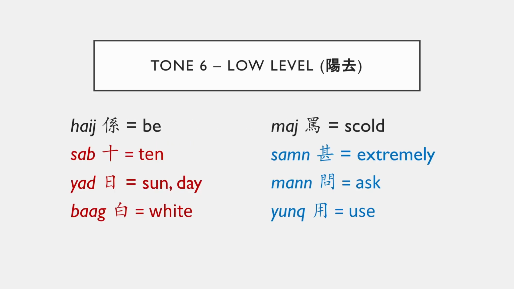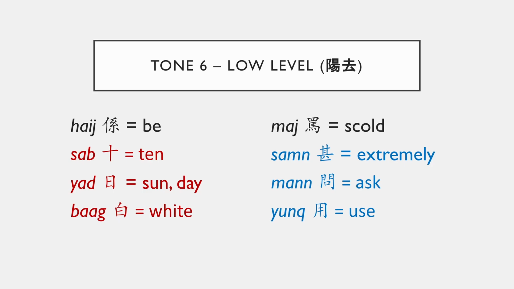Alright, let's look at some examples of these. So in the top row, we have 2 words that end with vowels, hai and ma. So these both have the letter J after them. On the left side in red, we have words that end with a stop, so sup, yut, and bak.